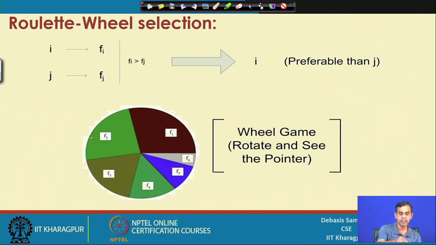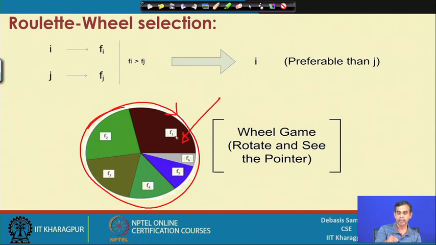Now, having this wheel, suppose it is rotated in this direction, and there is a pointer. Let it be rotated, and when the wheel stops it will point to some point. If it points to this one, then f1 will be selected. So, let the wheel be rotated np times, where np is the number of individuals to be selected for the mating pool. Each time we select the individual it points to.